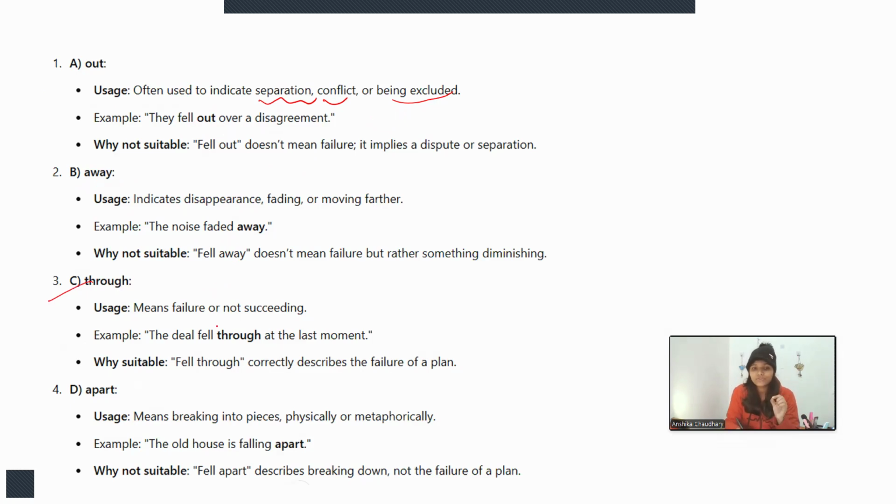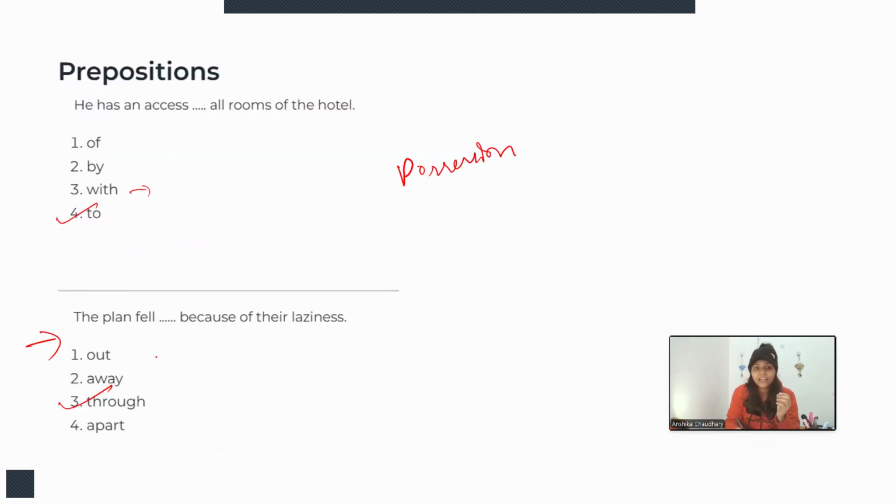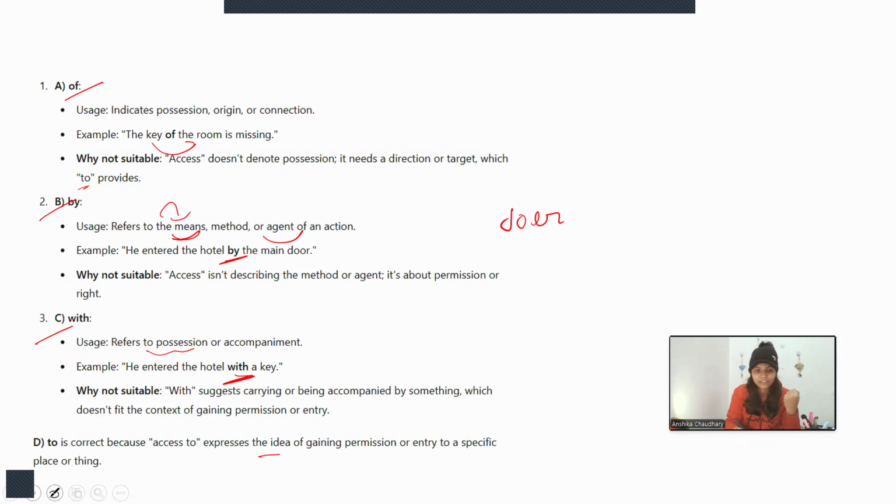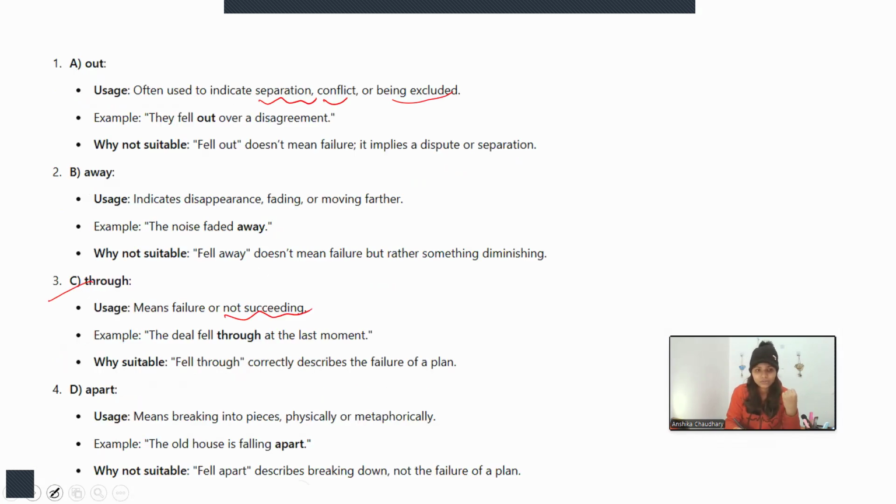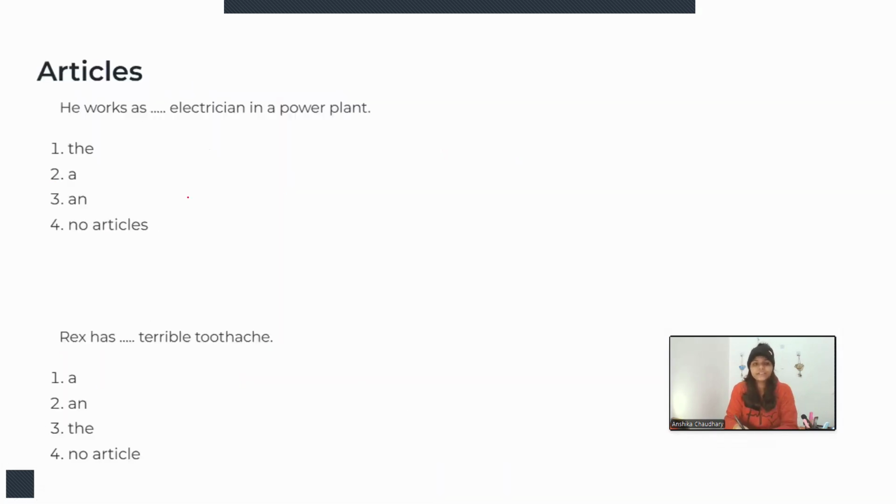Or "through" means failure or not succeeding: the deal fell through at the last moment. So "through" is the correct option here. The plan fell through because of their laziness. Because of their laziness, the plan didn't work out, right? So fell through will be the correct answer. I hope it is clear to you. Let's move on to the next question.